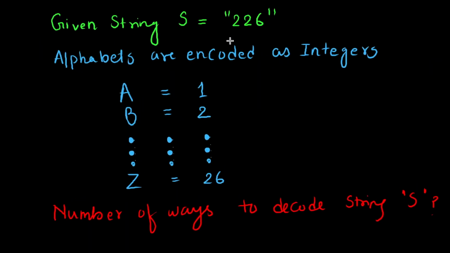So basically in this problem we are given a string s which only contains integer values. We are also told that the alphabets are encoded as integers. These alphabets are uppercase alphabets. So A is encoded as 1, B is encoded as 2, and so on, so Z is encoded as 26. Now we have to tell the number of ways to decode this string s.